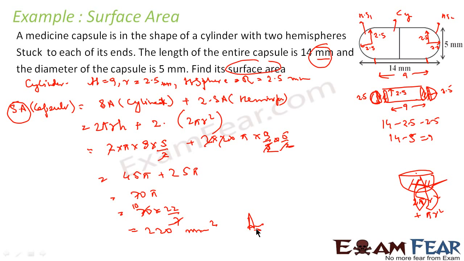Very simple. What we have done, if you observe this, is we first broke this capsule into a cylinder and hemispheres. Then we found the height and radius of the cylinder and the radius of the hemisphere. We have all the data. Then we observed this figure carefully and found that we just need to add the curved surface areas of the cylinder and hemispheres. We added those and got the total value as 220 millimeter square.